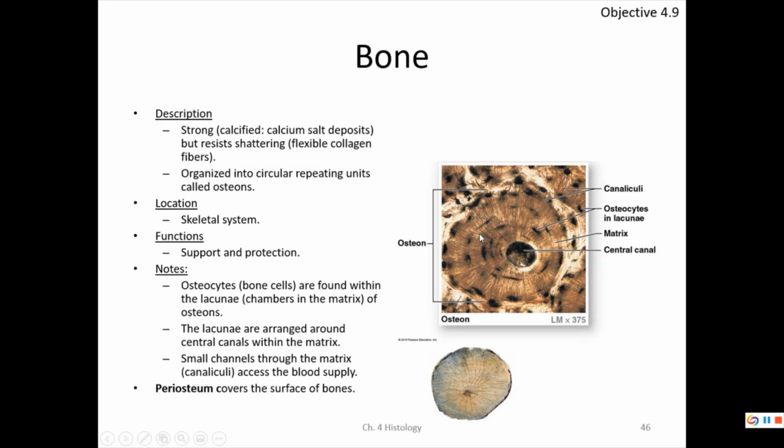Now, bone is very strong, calcified things resist shattering. It's organized in rings called osteons. It's found in the bones of the skeletal system, and it's good for support and protection. The first thing I want you guys to be able to identify is where the cells are here. The cell is called an osteocyte, and they are found in little chambers called a lacuna, or lacunae. This will help you retain it: the osteocyte lives in a lacuna inside the bone.